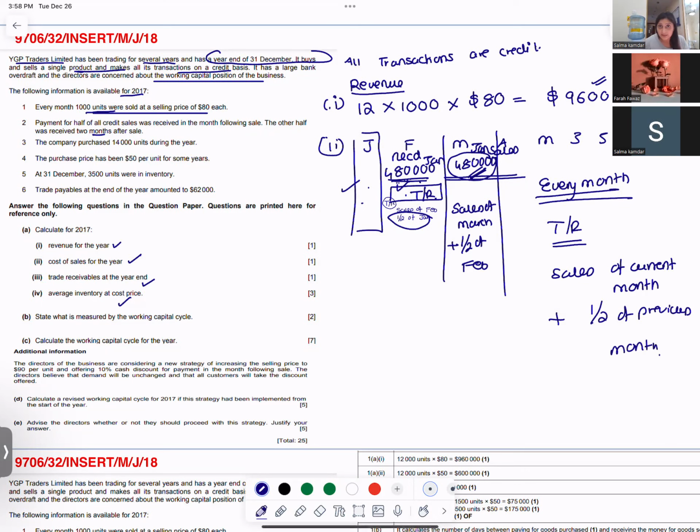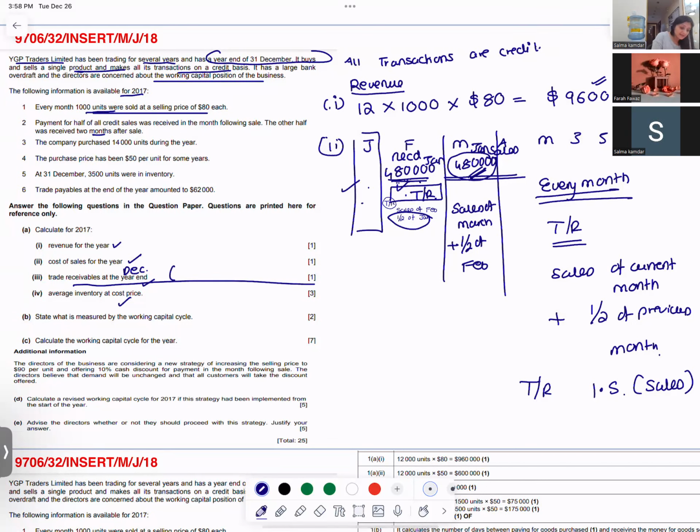Okay, understand. So my trade receivables would be 1.5 times of the sales. So trade receivables at the end of the year. So I would have at the end of the year, that means I want the trade receivables of December.